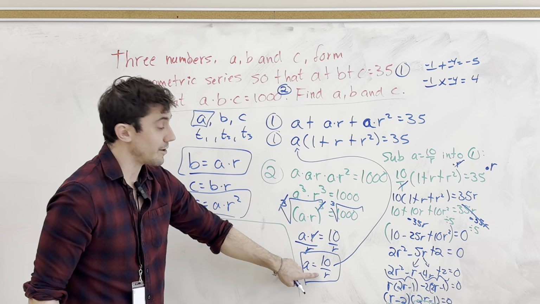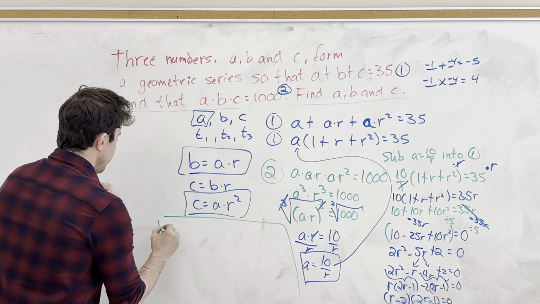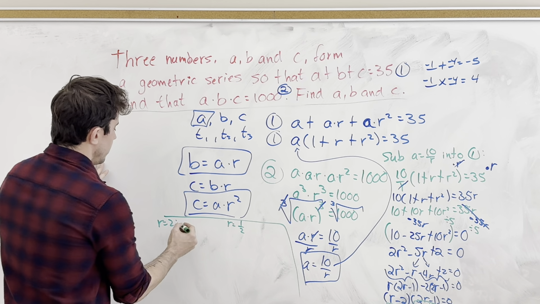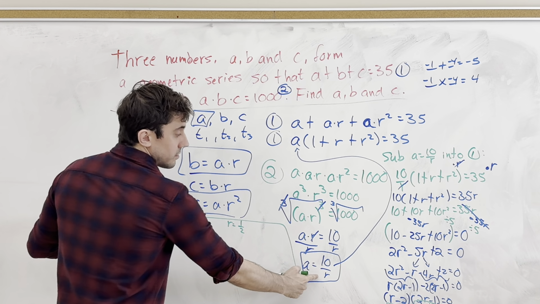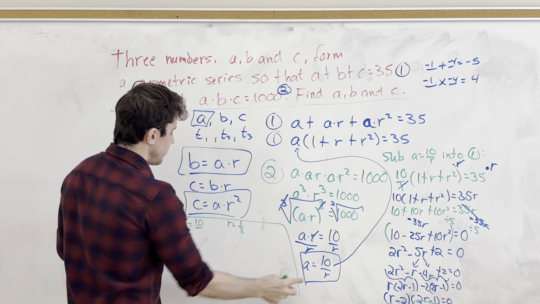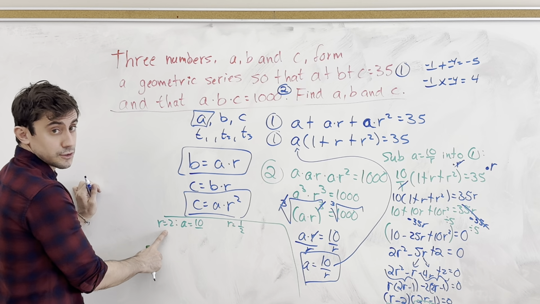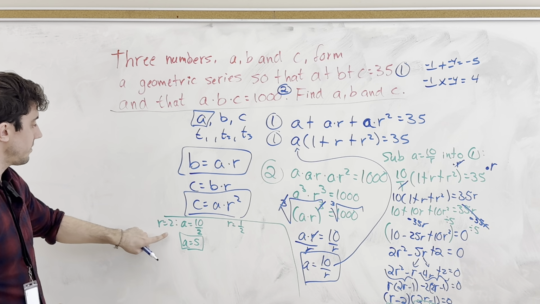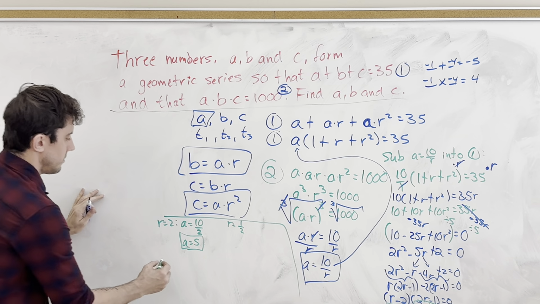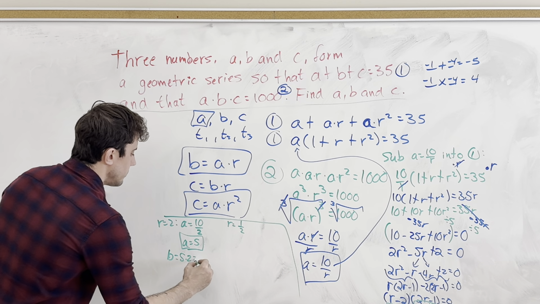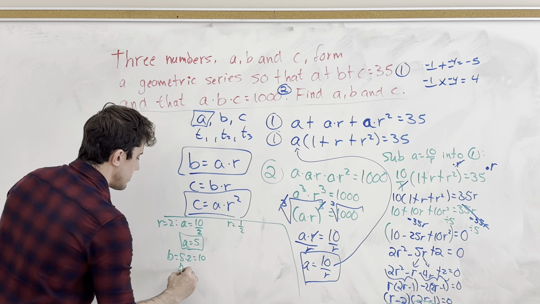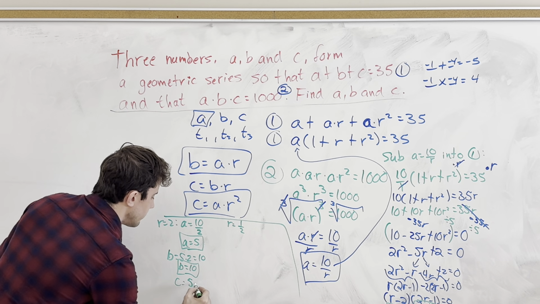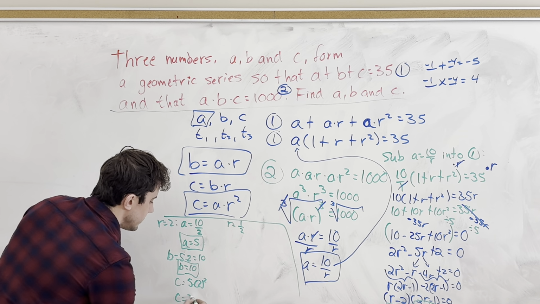So A is 10 over r, right? Let's break it off into cases. If r is equal to 2, and if r is equal to 1/2. If r is equal to 2, then A is equal to 10 over r, right? We have an expression for A in terms of r. So if we're going to go with the r is equal to 2 value, then A is going to be 10 divided by 2, which means that A will be 5. And if A is 5 and r is 2, we know that B is A times r. So B will be 5 times 2, which is 10. And finally, C is A times r squared. So that's 5 times 2 squared. And that means C is 20.